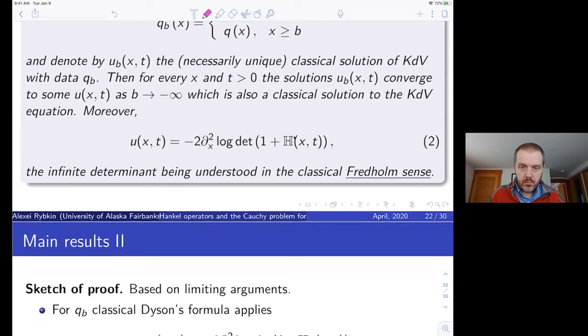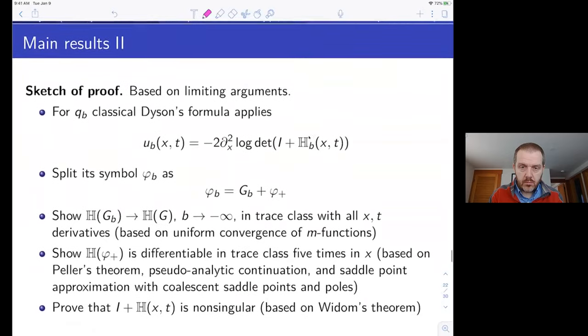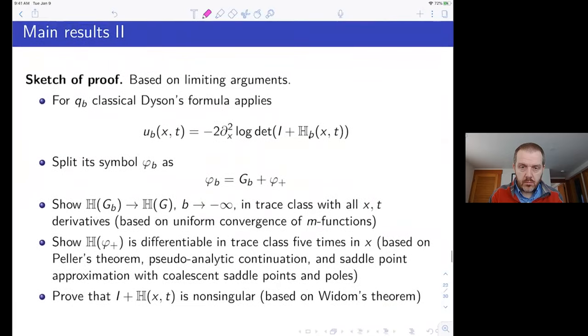So this determinant is defined in the classical Fredholm sense because H is trace class. And moreover, it's also five times continuously differentiable in the trace norm with respect to X, and at least once in time. And now I'm going to go briefly, I'm running out of time, over the main points of the proof.